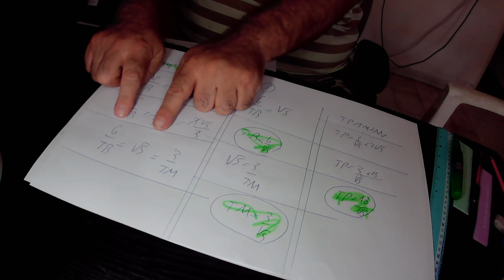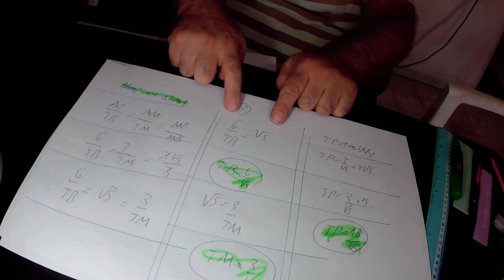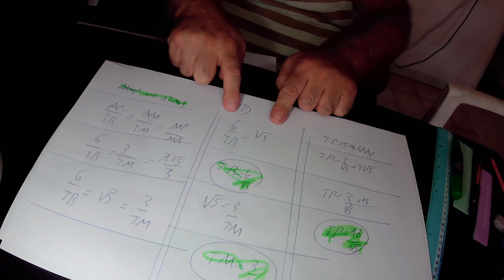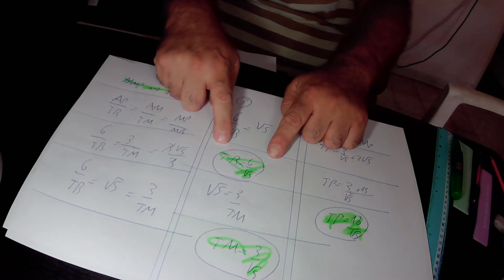This is to say, 6 over TB equals the square root of 5. Here we multiply this equation by TB and then divide it by square root of 5, and finally find that TB equals 6 over the square root of 5 units in its length.